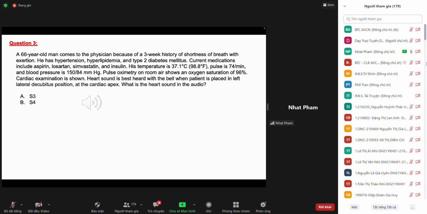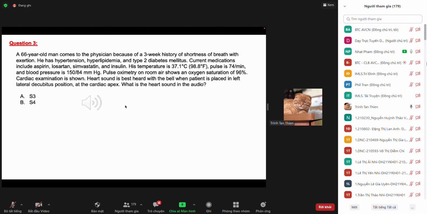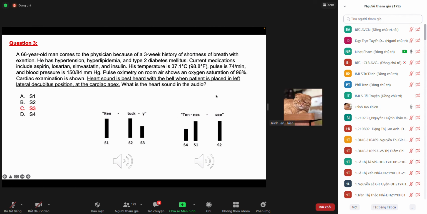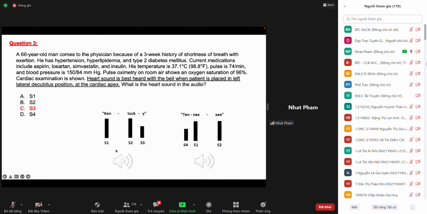So, what is the heart sound you can hear from here? Is it S3 or S4? How can you differentiate between S3 and S4? I think S4. So actually, it is S3. So let me turn off the sound first.